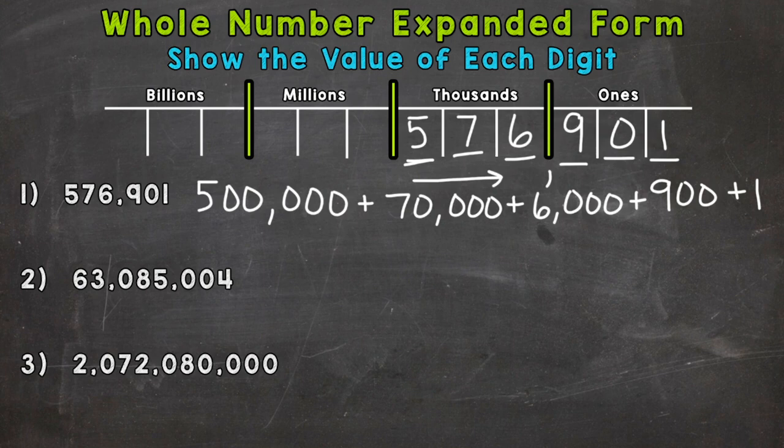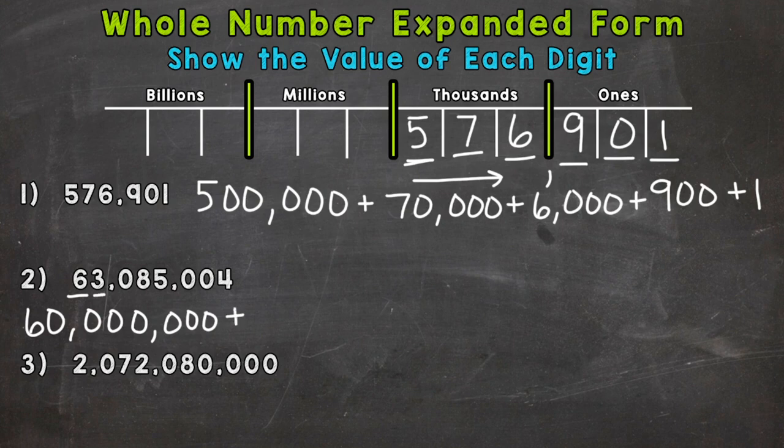So on to number 2 here, where we have 63,085,004. We need to start with the greatest valued digit, so the furthest to the left, and it's this 6. So it's in the 10 millions place. So it has a value of 60 million. Now, with some of these larger numbers in value, you have to be very careful with your zeros. So for example, I would be incorrect there because that's only 60,000. We need 3 more zeros.